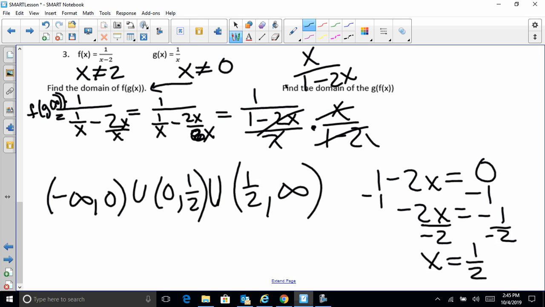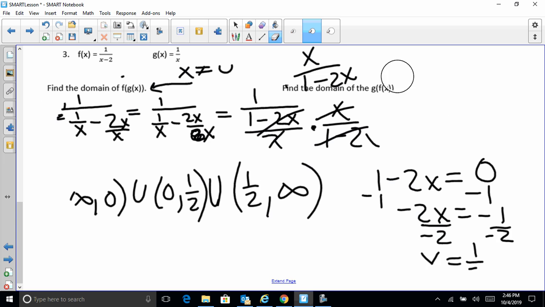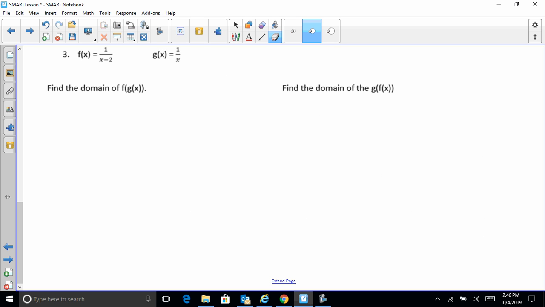And then the last one is doing g of f of x, so we're doing the opposite. Going to look at f, because that's what we're plugging in. X cannot be 2. X cannot be 2. So that's one restriction right off the bat. Then we're going to do our g of f of x.